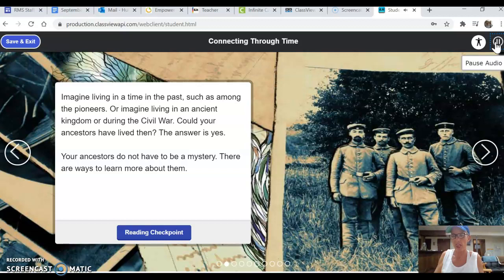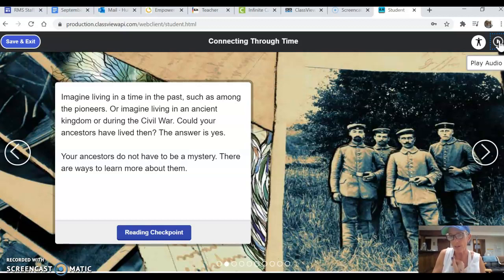Imagine living in a time in the past, such as among the pioneers. Or imagine living in an ancient kingdom, or during the Civil War. Could your ancestors have lived then? The answer is yes.